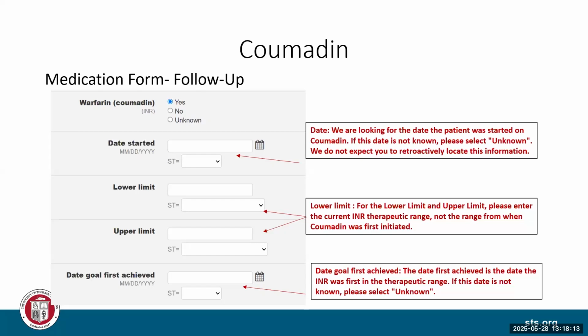So the patient's goal is 1.5 to 1.8. The lower limit should be 1.5 and the upper limit should be 1.8, because that's not clear here. Yes, that's what we're looking to collect. So the lower limit is the lower range of the patient's INR-specific goal, and the upper limit is the upper limit of the patient's INR-specific goal, i.e. 2 to 3: the lower limit would be 2, and the upper limit would be 3. That's correct.